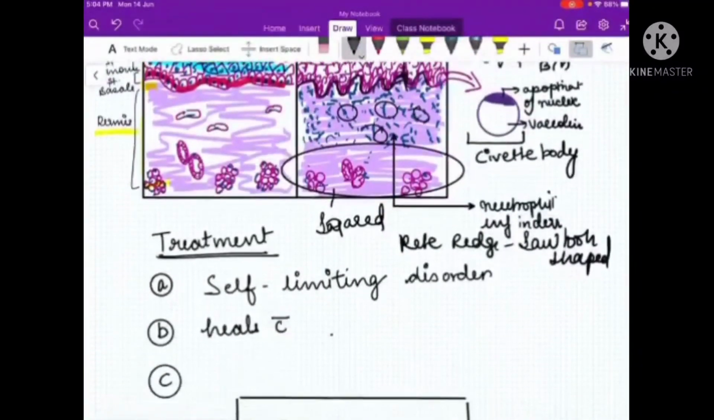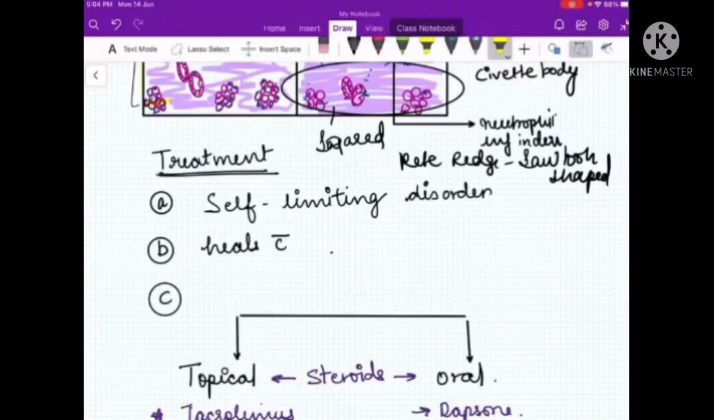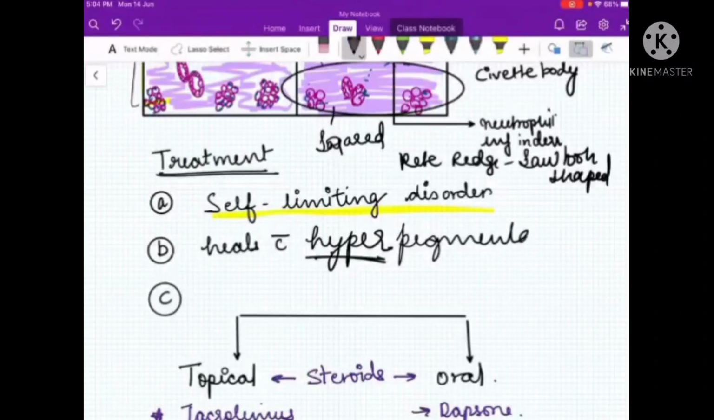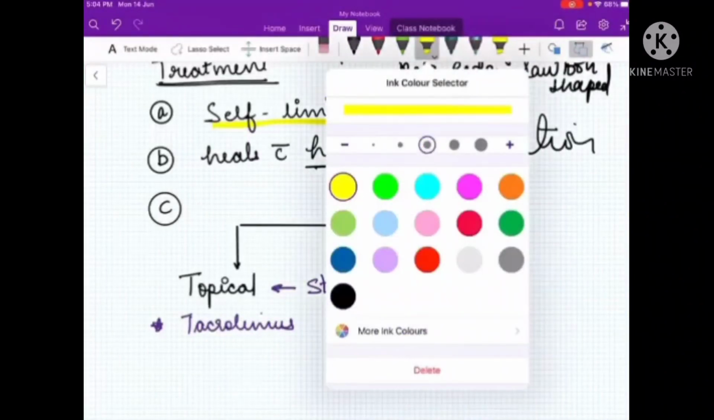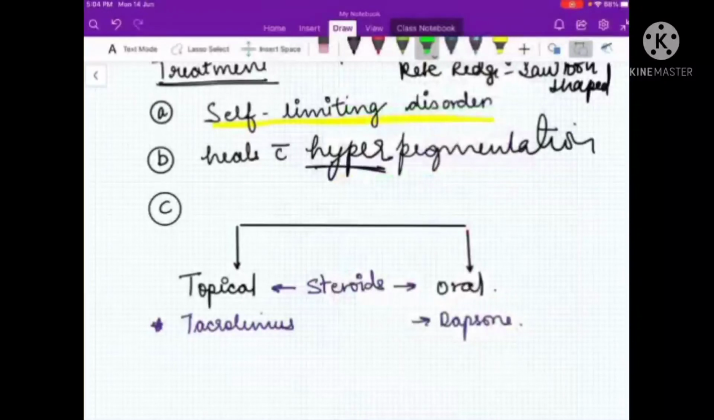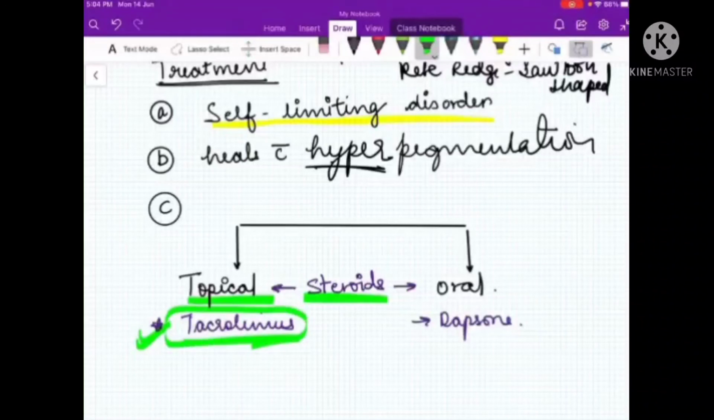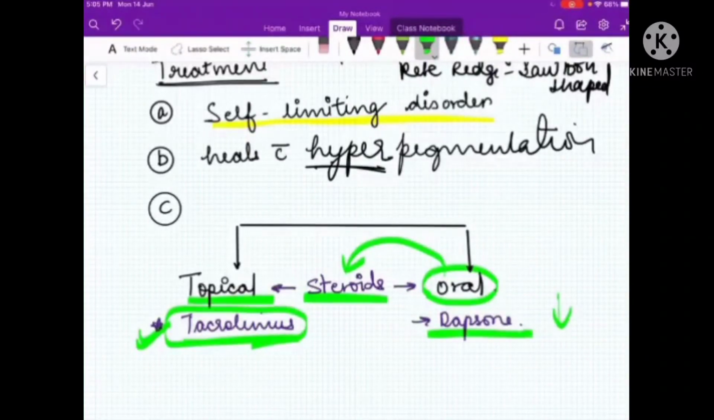Coming to the treatment, it is a self-limiting condition and it heals with hyperpigmentation. In mild to moderate cases, we can give topical steroids. Also, we can give tacrolimus. In very severe cases, we can give oral steroids and dapsone to decrease the inflammatory reaction.